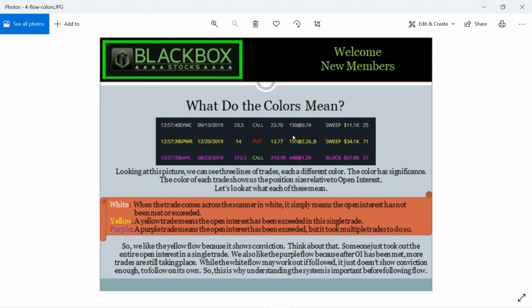So this coloring is telling me where, in relation to open interest, these trades are taking place, and that's going to help me determine the volume relative to open interest. So the white just means open interest hasn't been met, so we should take that off the screen, right? No. There is a filter to remove that from the screen.